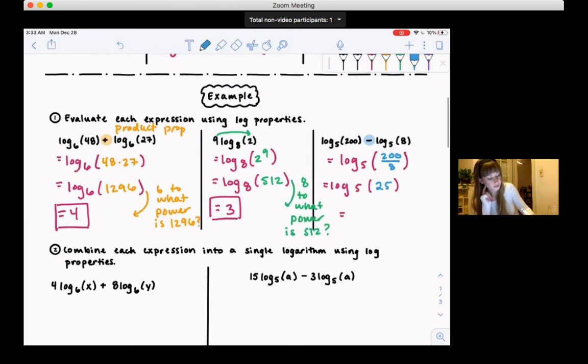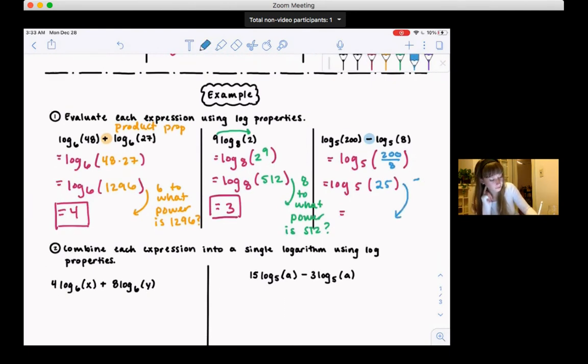And to evaluate that, we want to ask ourselves, okay, 5 to what power is 25? And you can totally use the exponent chart. You might also know off the top of your head that 5 squared is 25, 5 to the second power. So this logarithm will be equal to 2.